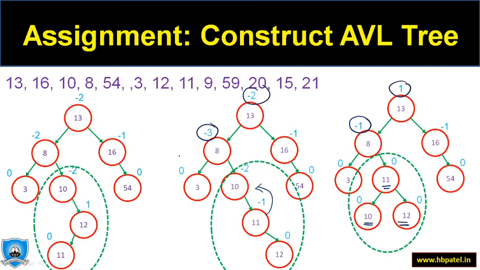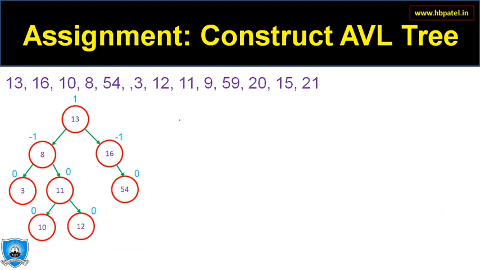So now let's go for adding the next number. So the next number is 9. So we know where the 9 is to be added. It is less than 13, so it should go on the left hand side. Let's talk of 8. So it is greater than 8, so it should go on the 11 side.